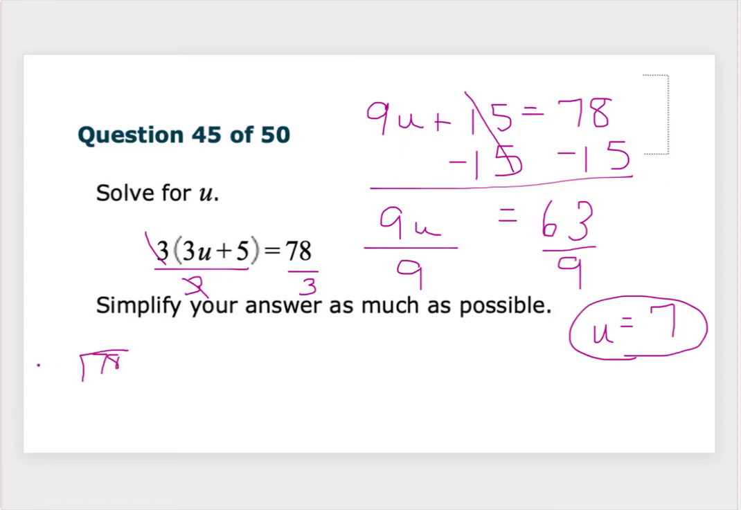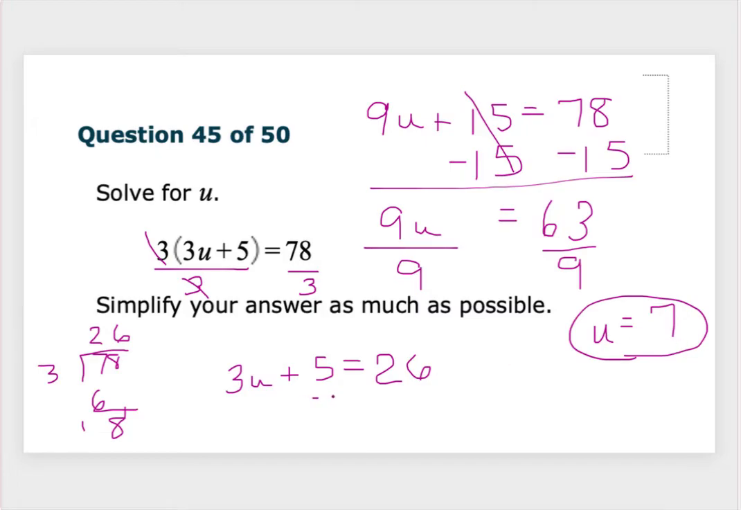78 divided by 3. 3 goes into 7 twice. 6, 18, 6. Okay, so now I've got the problem 3u plus 5 equals 26. Okay, I divided both sides by 3 as a first step. So now let's see if we get the same answer we did before.